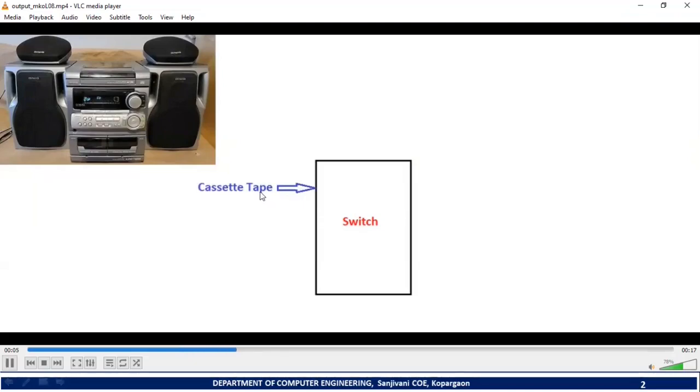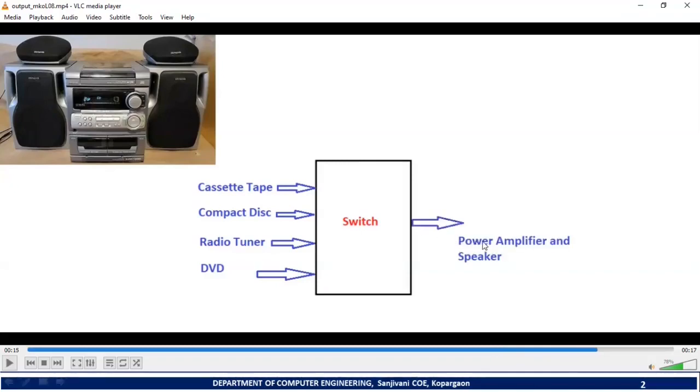Let's assume that first source is a cassette tape. Then suppose second source is compact disc, that is CD. Then suppose third source is a radio tuner, and suppose fourth source is DVD. So what this switch is doing in this particular system? Let's assume that this switch is going to select music from one of these four sources. After selecting that music, what this switch will do? Suppose this switch will direct that particular music to power amplifier and speaker.